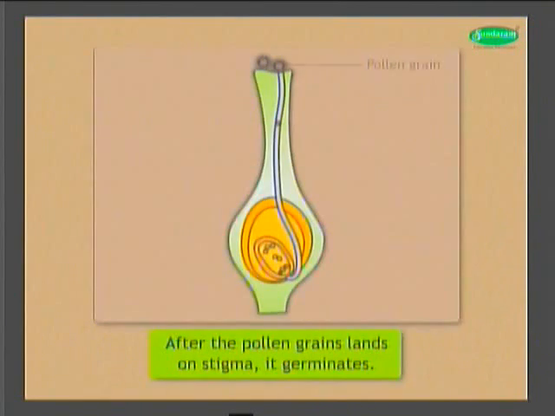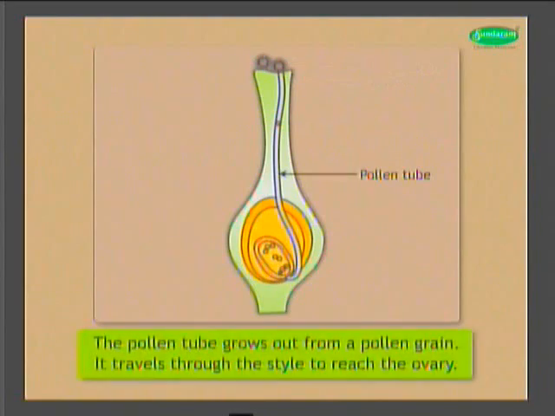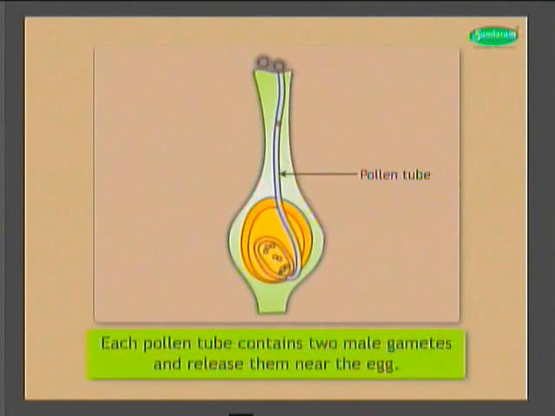Fertilization. After the pollen grains land on the stigma, it germinates. The pollen tube grows out from a pollen grain. It travels through the style to reach the ovary. Each pollen tube contains 2 male gametes and releases them near the egg.